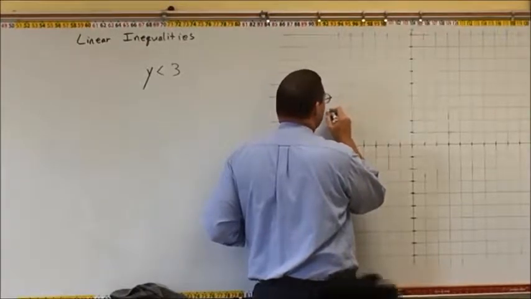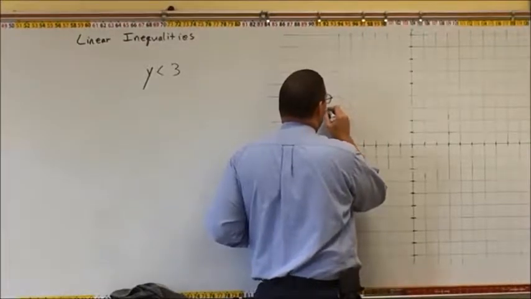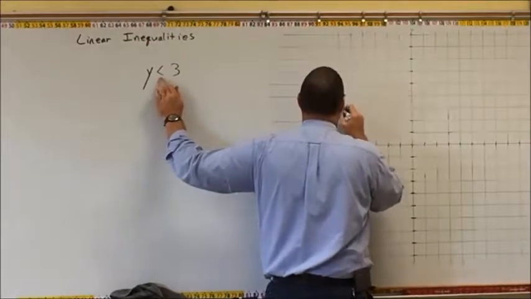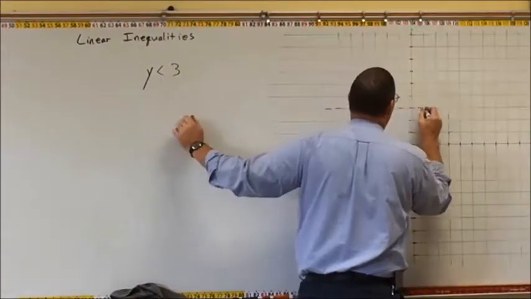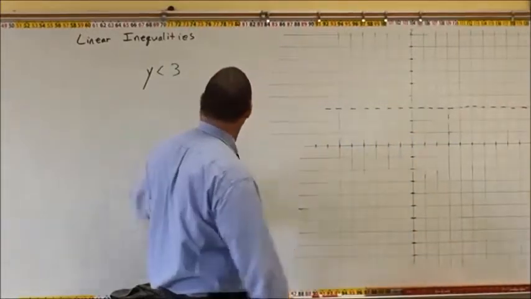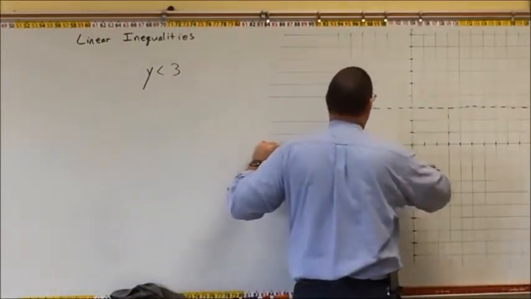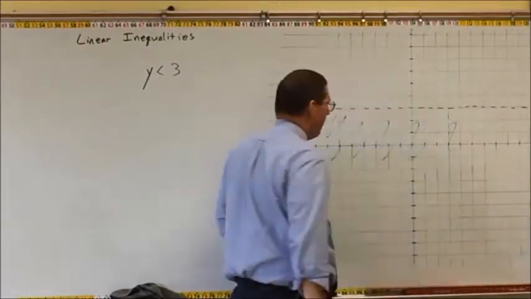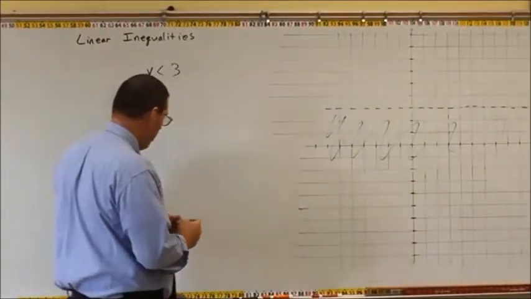Is this one going to be dashed or solid, right? Wait, hang on. It's less than, right? So it's going to be a dashed line at 3. And then now, above or below? Below, because it's less than. So then we would shade down here. So this would be the graph of y is less than 3.